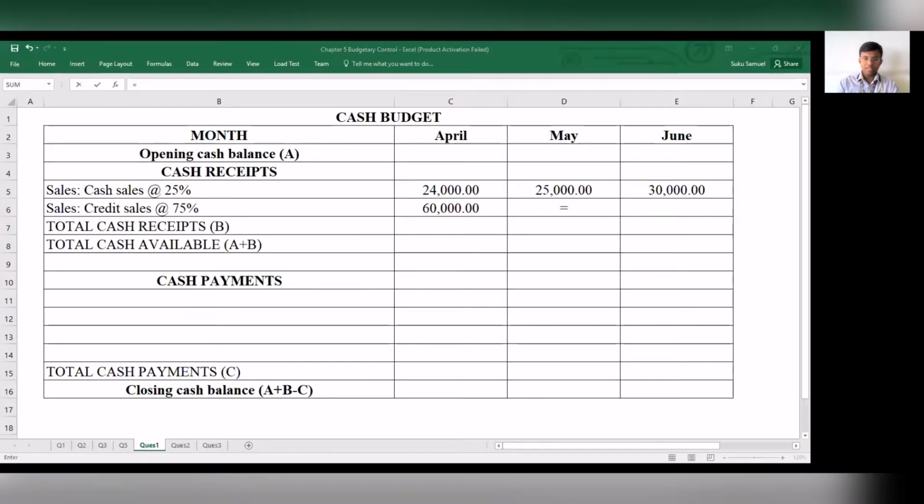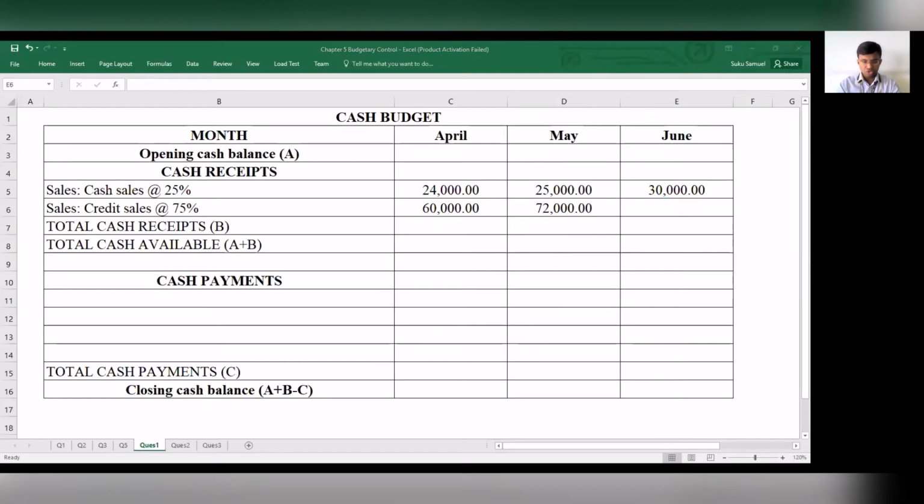In May, you will be collecting the credit sale for the month of April. So month of April, how much was your sale? A small correction in that: in the month of May, we will be collecting the payment for April, and April's sale is 96,000, and 96,000's 75% is 72,000.